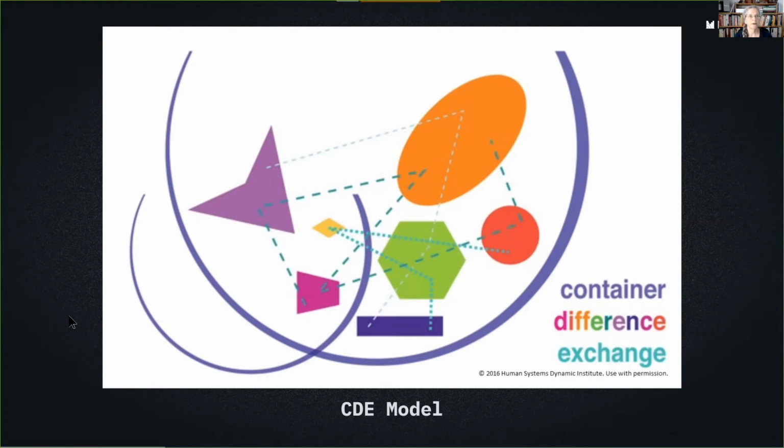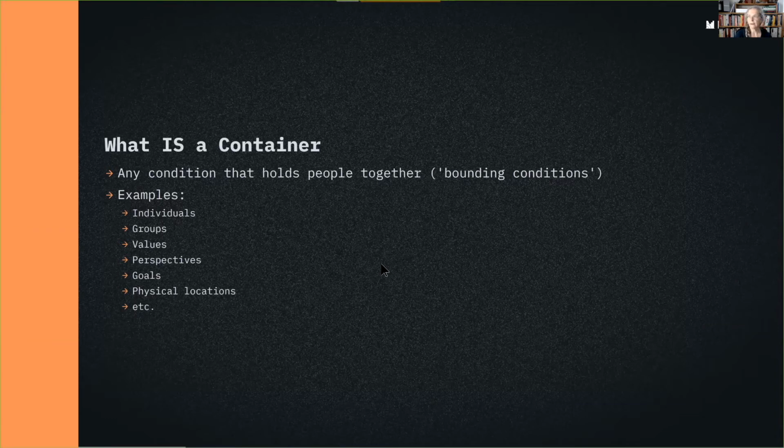So what does a CDE model stand for? This thing here is the container. These shapes here are differences, and then there's exchanges across them. That is really abstract. So what is a container? A container is any condition that holds people together. So the bounding conditions or the glue that keeps enough, in our case, people in enough contact that patterns can emerge. So if we don't have any container, if we're just totally open, we have the whole universe, and we're not going to be generating patterns because it's too open.